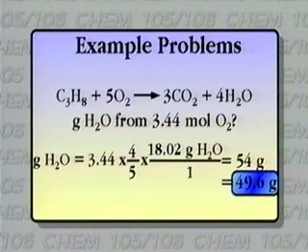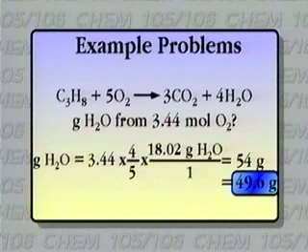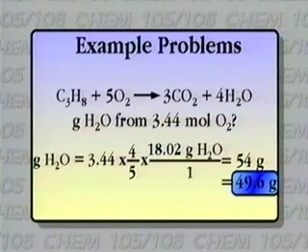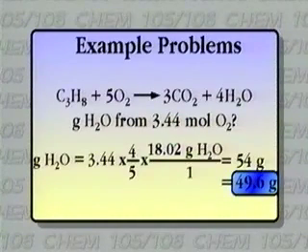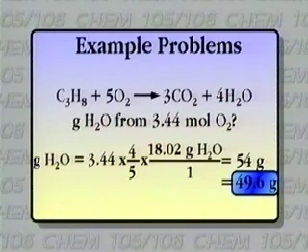And so when I plug it into the calculator, I at least have some general idea of what kind of number I should come out with. Well, let's see, what do we get here? We have 3.44 times 4 divided by 5 times 18.02, and our actual number turns out to be, with the correct number of significant figures, 49.6 grams is our actual answer for the problem.